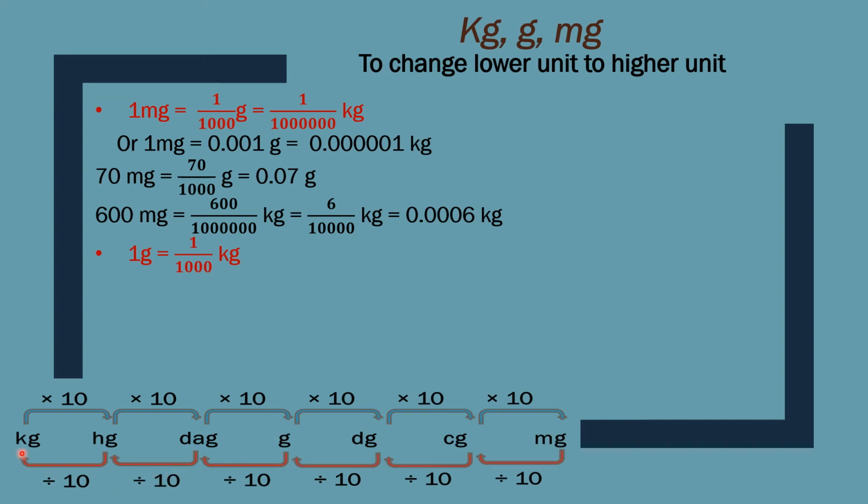Now 1 gram equals how many kilograms? 1 gram equals 1 by 1000 kilogram, because when we convert gram into kilogram, we need to divide by 1000. So here is your question, 105.2 gram. If you need to convert 105.2 gram into kilogram, what will you do? You will divide by 1000. So 105.2 divided by 1000 kilogram, and because there are 3 zeros in 1000, this decimal point will be shifted towards the left. So it is 0.1052 kilogram.